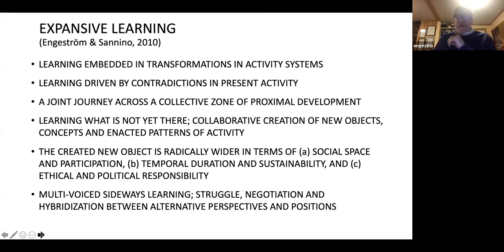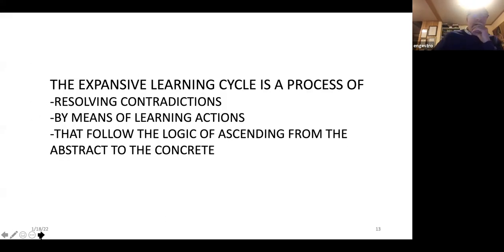And finally, expansive learning is also multi-voiced sideways learning, in the sense that it is not just learning to reach something higher. Perhaps most importantly, it is struggle, negotiation, and hybridization between alternative perspectives and positions. In that sense, you could think about it as horizontal more than vertical learning. So to sum up the expansive learning cycle, it's a process of resolving contradictions by means of learning actions that follow the logic of ascending from the abstract to the concrete.